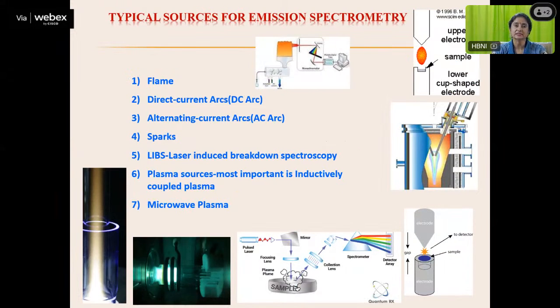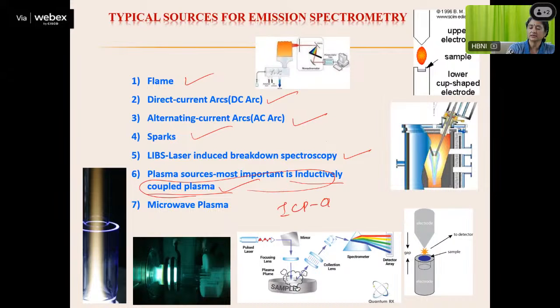Now the typical sources, as I have told you, there is no light source required here. Only a heat source is required. The different types of sources used are flame, direct current plasma, alternating current plasma, spark, LIBS, and plasma source. The most important is the inductively coupled plasma, and this we will be looking into in depth. All others you can find in some of the standard books. If you are interested, you may go through them. But the most important one is the inductively coupled plasma, known as ICP OES, that we'll see in a bit more detail.